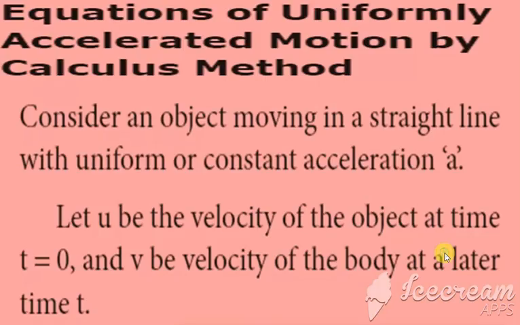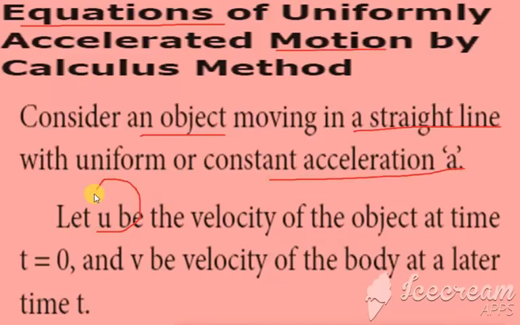Next we are going to see the equations of uniformly accelerated motion by the calculus method. So we are going to derive the equations of motion. For deriving these equations of motion, we are considering an object which is moving in a straight line and that has an acceleration a. Let u be the velocity at time t equal to 0, so at time t equal to 0, the velocity is u. Then v be the velocity at a time t. So we are taking u to be the initial velocity, v to be the final velocity, and a to be the acceleration.